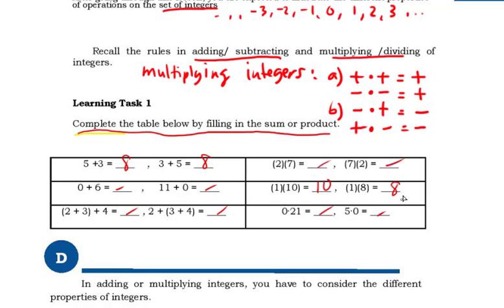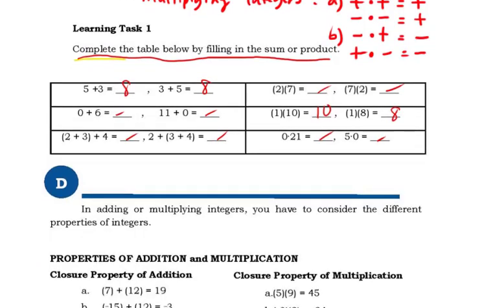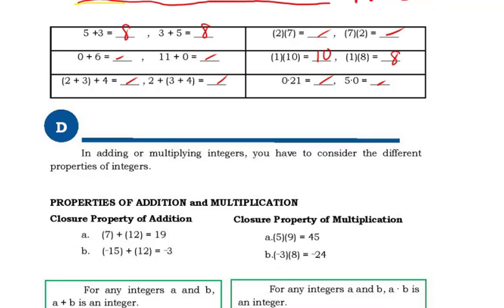Okay, so kung tapos na po ninyong sagutan, ay diretso na po tayo dito sa properties of addition and multiplication. So, in adding or multiplying integers, you have to consider the different properties of integers. So, meron po tayo tinatawag na properties of integers. When it comes to operation, so, pag tayo po ay nag-add, nag-subtract, nag-multiply at nag-divide, meron po siyang characteristics na dapat po tayong mga tandaan.